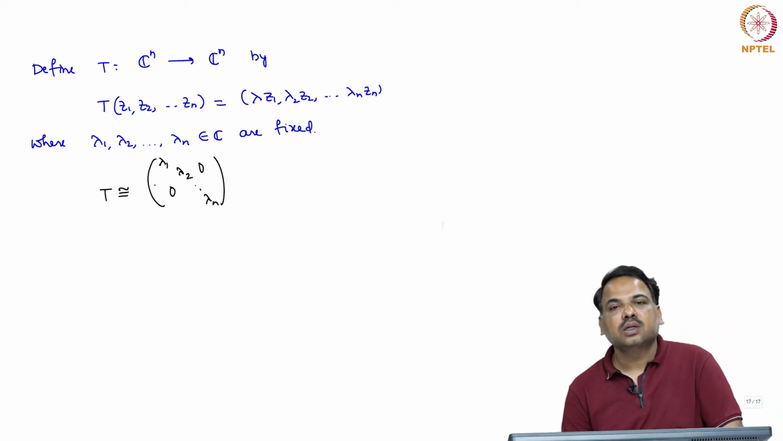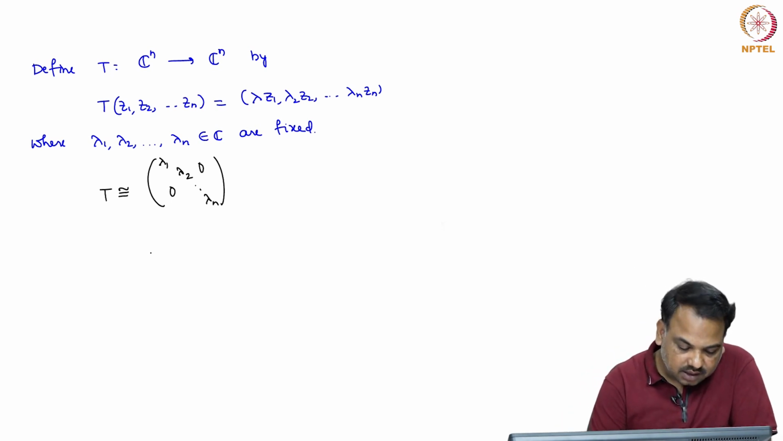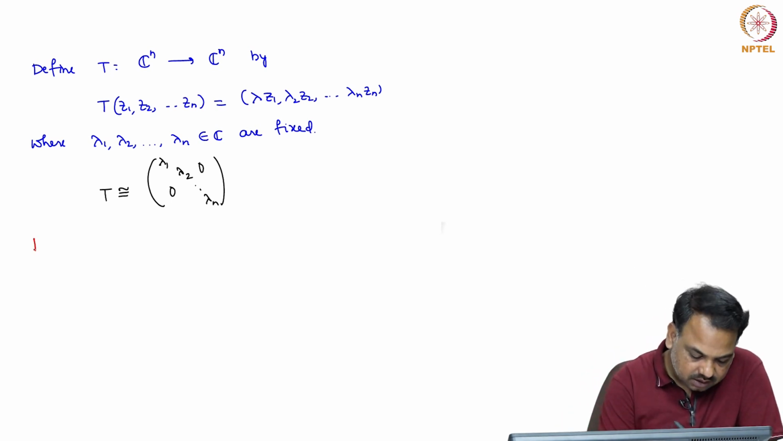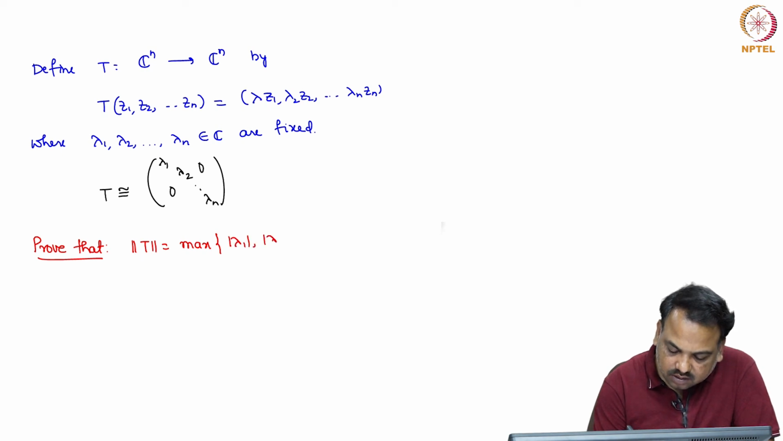with respect to the standard orthogonal basis of C power n. So as in the earlier case, we can easily check that norm of T is exactly the maximum of mod lambda 1, mod lambda 2, up to mod lambda n.